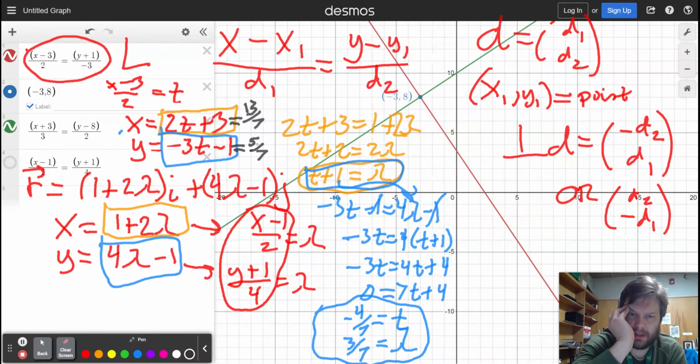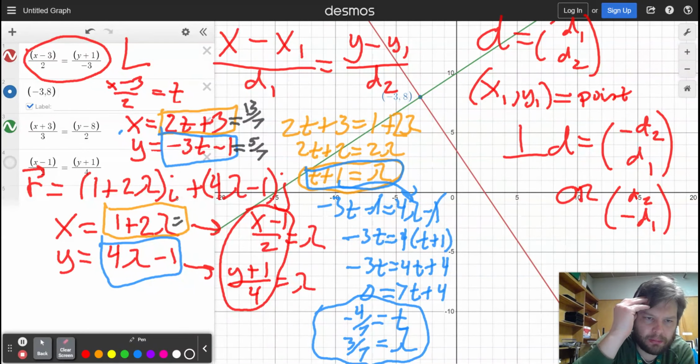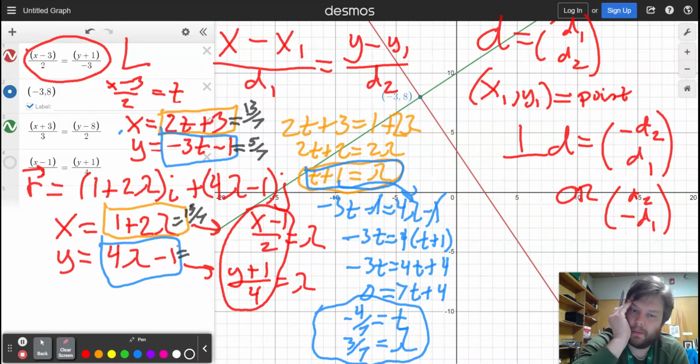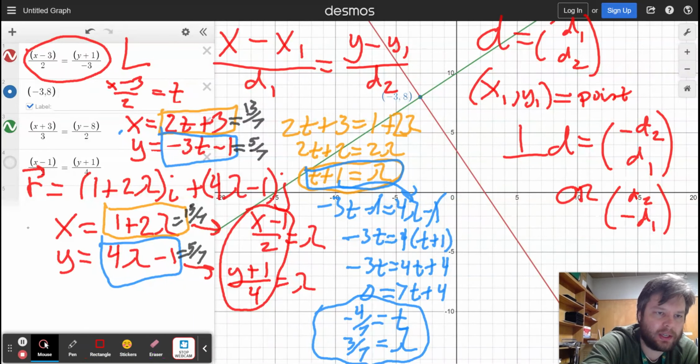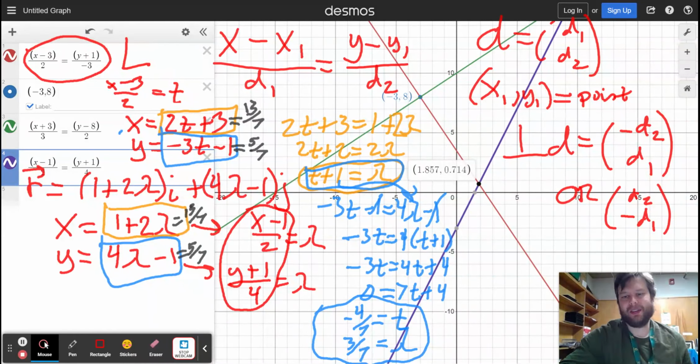Now let's go down to the lambdas and see if the lambdas give us the same answer. 1 plus 2 lambda: 2 times 3 is 6, 6 plus 7 is 13, so 13 sevenths. Feeling pretty good. Y is 4 lambda minus 1: 4 times 3 is 12, 12 minus 7 is 5. Beautiful. Let's click on our point of intersection again, and that looks to me like 13 sevenths and 5 sevenths. And so that's the point of intersection.